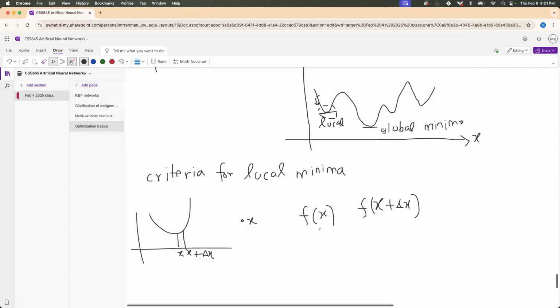X plus delta x is bigger. Exactly, because I want x to be the minima, which means that f of x should be smallest in this local area. So if you move slightly away from x, f should only increase, right? So this should be the criteria.